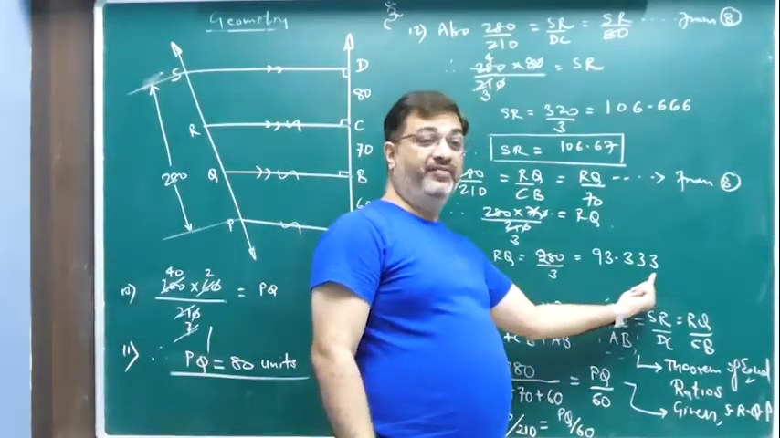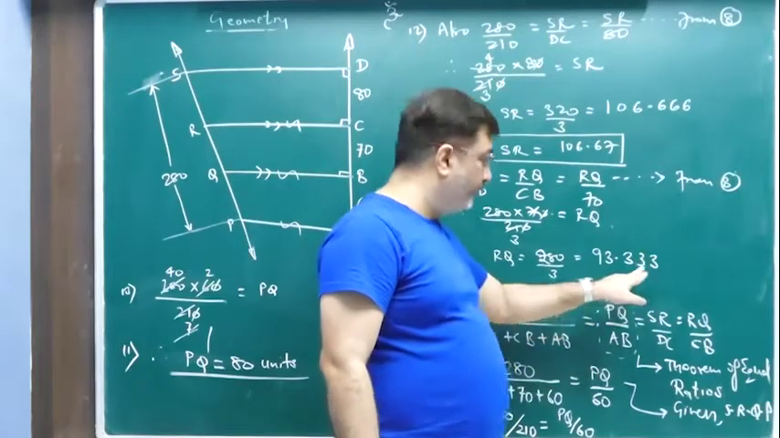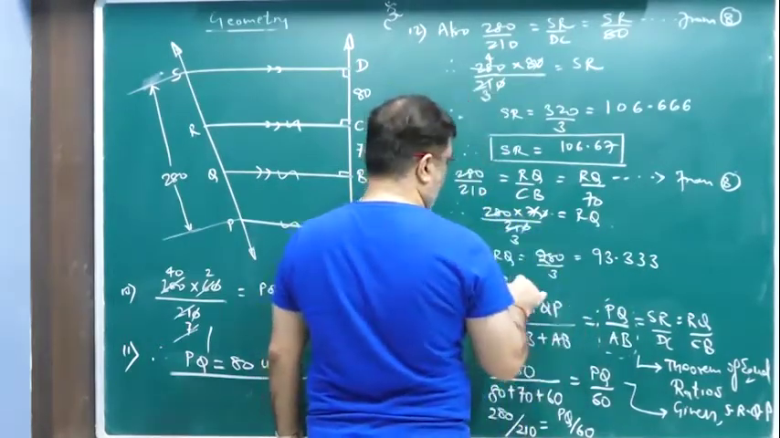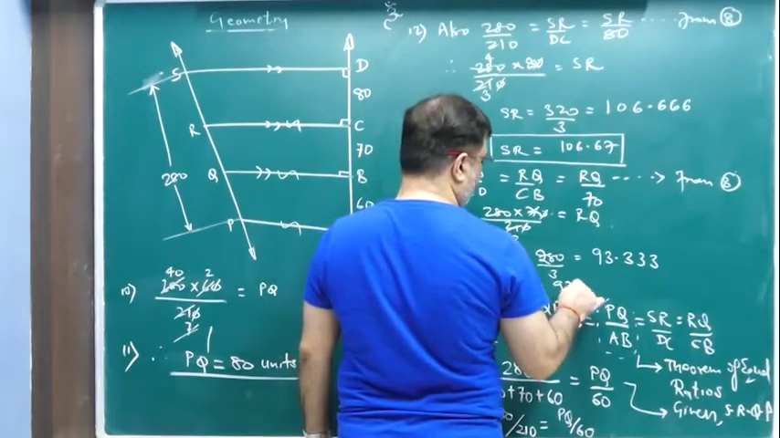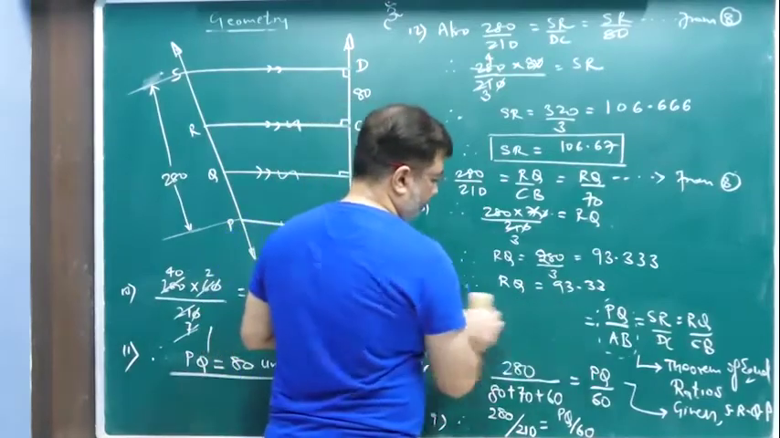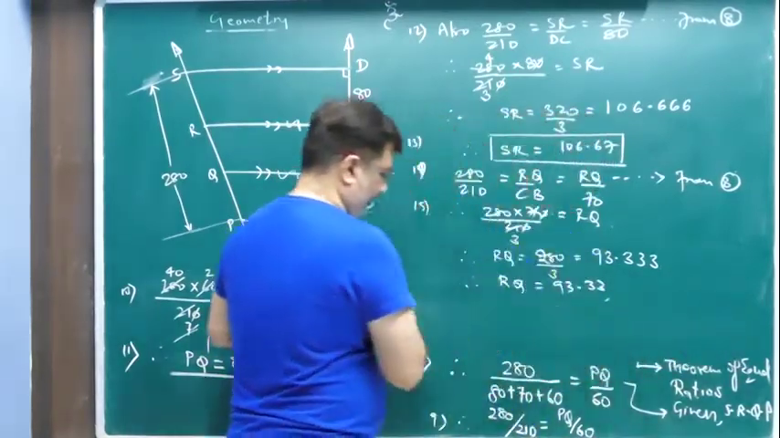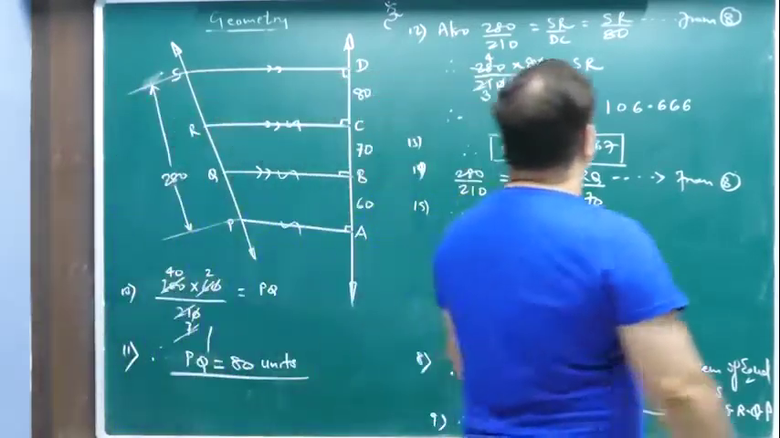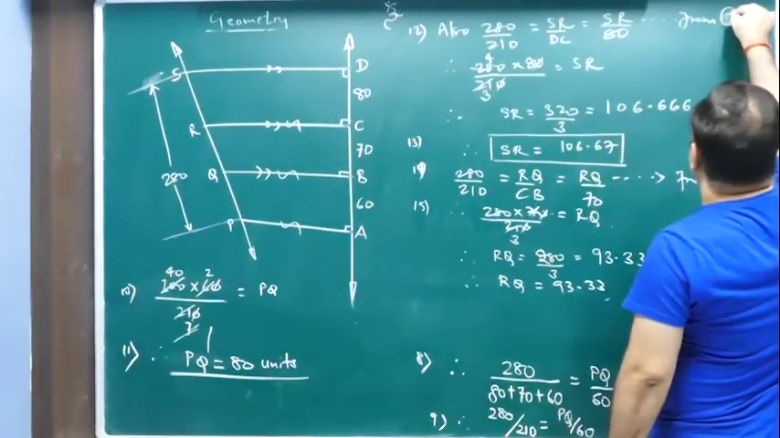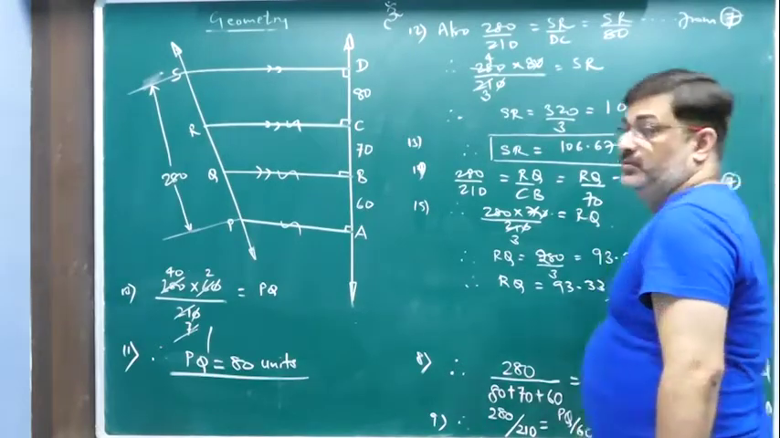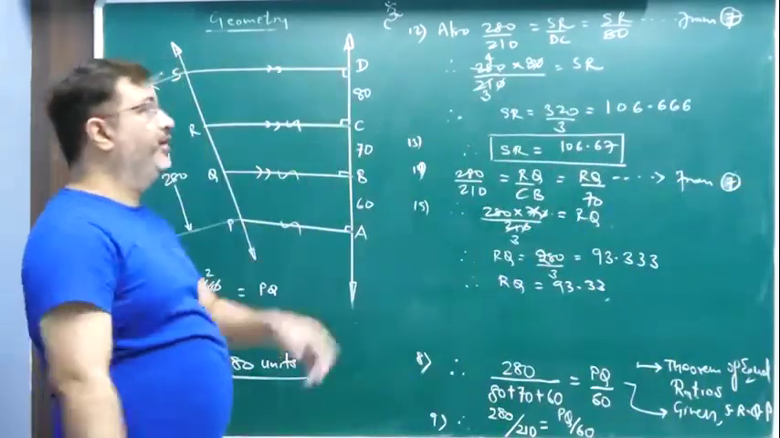So this is less than 5. Less than 5, nothing will happen. You have to keep it 3 only. You cannot increase. So therefore RQ is equal to 93.33. Okay? Clear? Acha, this is from 7, not 8. This is from 7. It is 7, 7. Please correct it, not 8, 8.